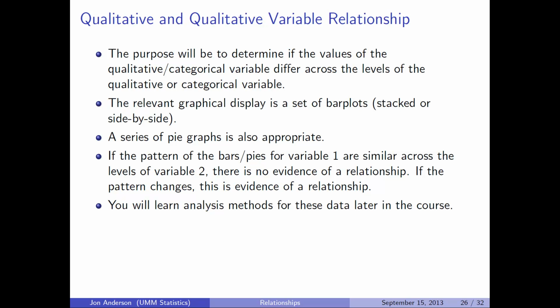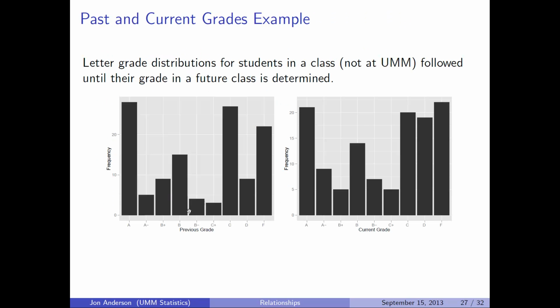If you want to study a category by category variable, we will tend to do that with either a series of bar charts or pie graphs. And what you're looking for is whether the pattern in the bars or the pies for one variable stays the same across the levels of the second variable. And so here's an example.